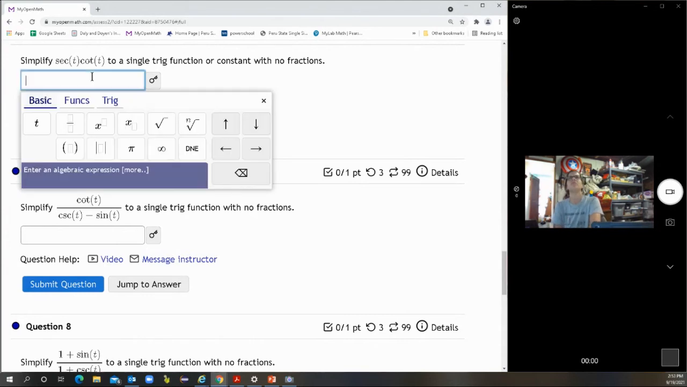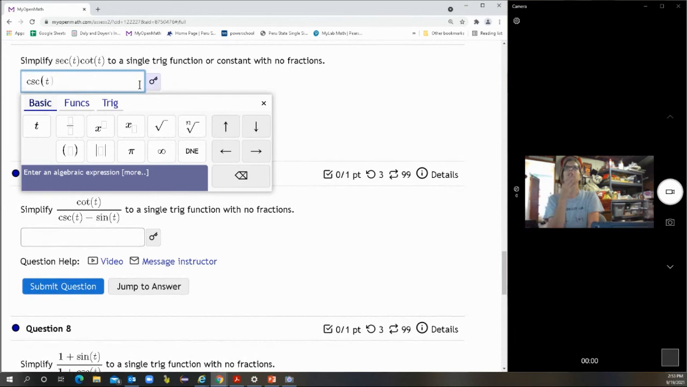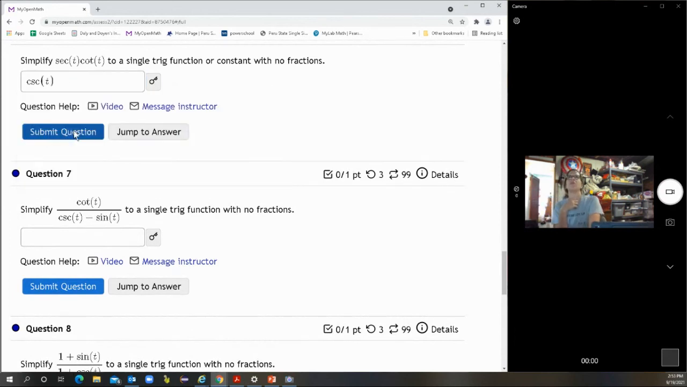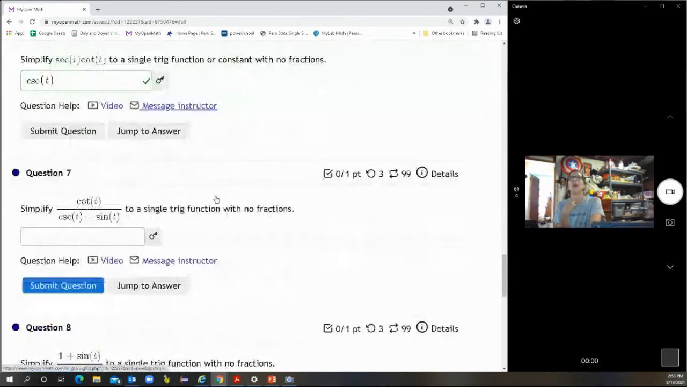I'm not sure if you need to put parentheses in here. If I just do cosecant t, oh, it puts the parentheses in there for you. So that's kind of nice.